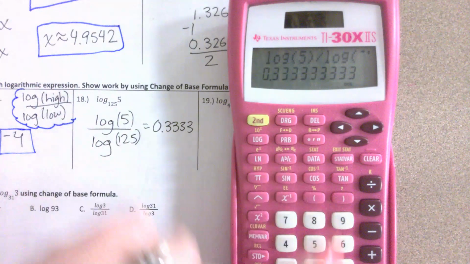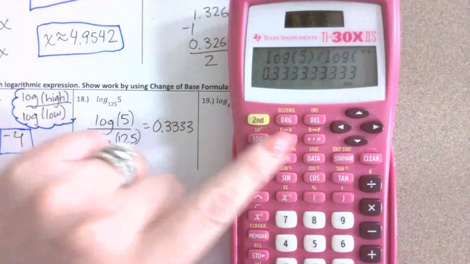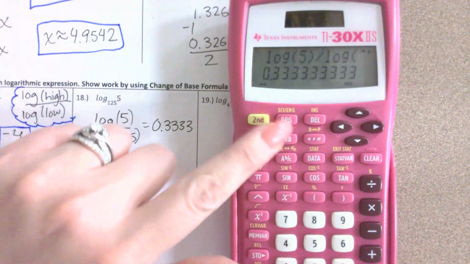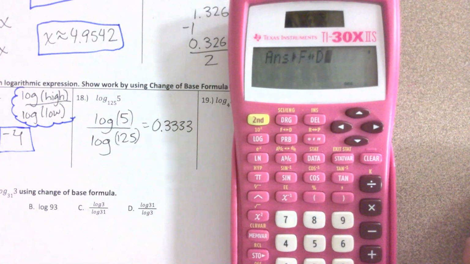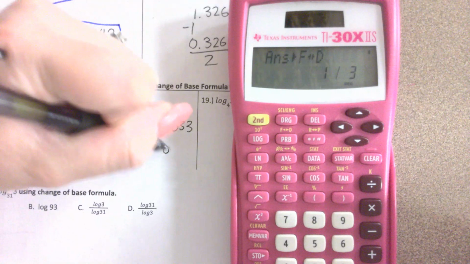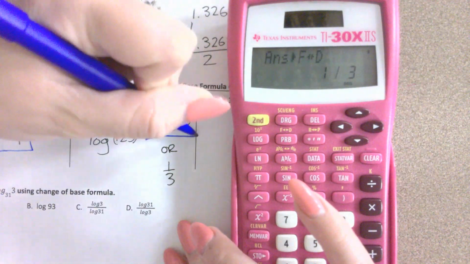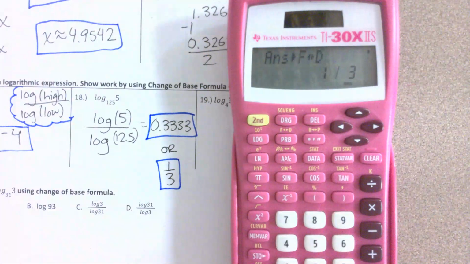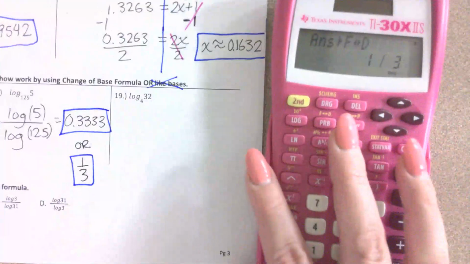So let me change that. Second PRB to flip between fraction and decimal on this calculator. That F to D button means fraction to decimal. It will convert to the other one. So I will make this another option, or 1/3. Now most of you I know will probably go with the decimal because that's what the calculator gives you right off the bat. That's fine. But 1/3 is what I would personally put. I'm more of a fraction person.